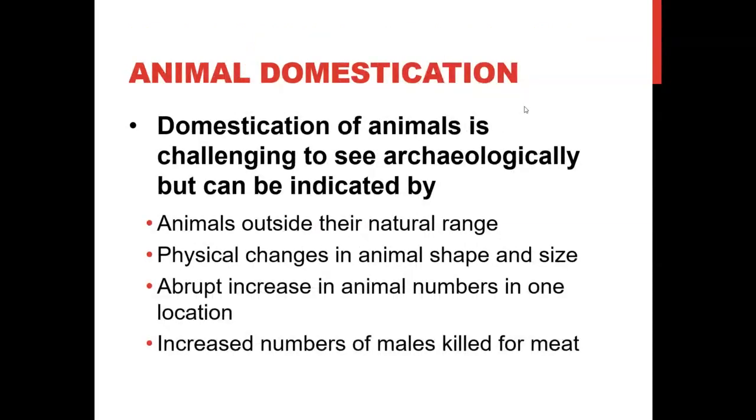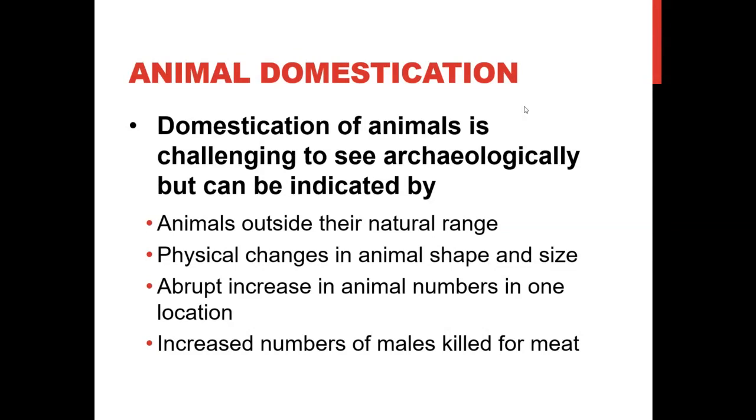Now, animal domestication. Domestication of animals is challenging to see archaeologically, but can be indicated by animals outside the natural range, physical changes in animal shape and size, abrupt increase in animal numbers in one location, and increased numbers of males killed for meat. So, animals outside their natural range. Let's say chickens are found in Queens. If you find chickens in, say, Virginia, and you dig them up, you'd think, oh shoot, that means they were domesticated because they were brought over there, right?